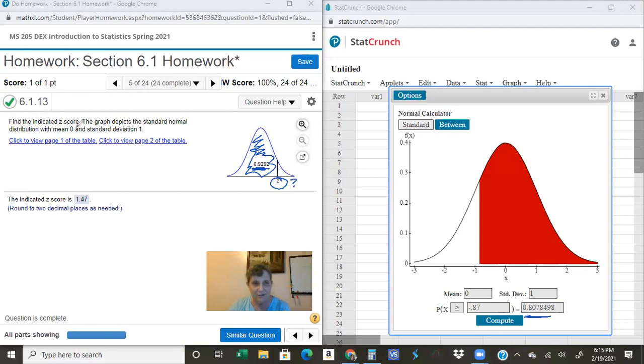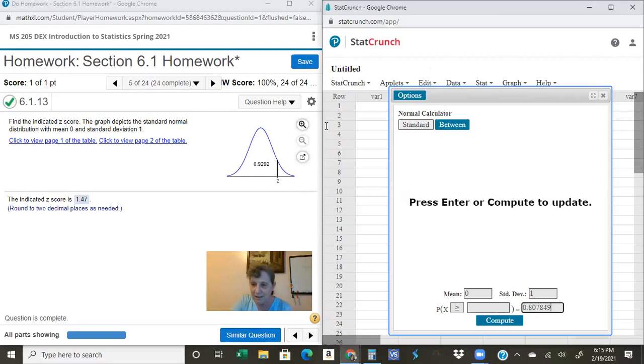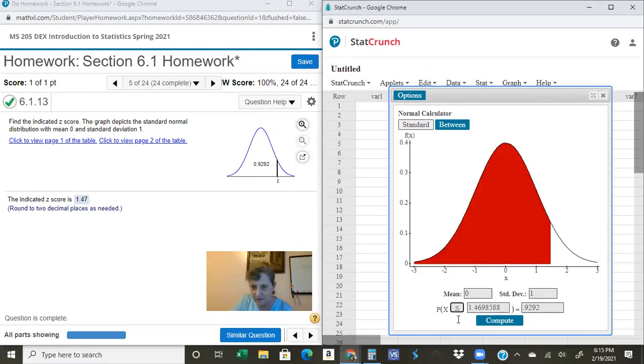Find the indicated z-score. So since they gave us the probability, the area, instead of the z-score, what I want to do is come down here, and in place of the area, I want to put 0.9292. This is going to be a less than. So the z-score is 1.4698, so 1.4700. 69 gets rounded up to 70 because of the 8.